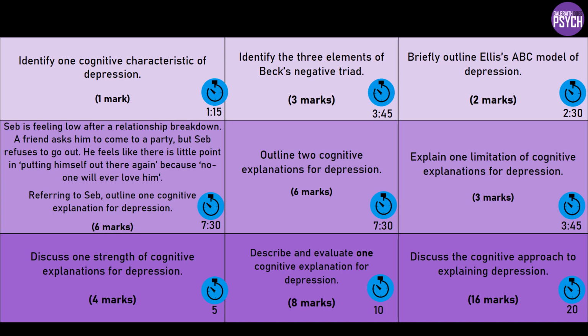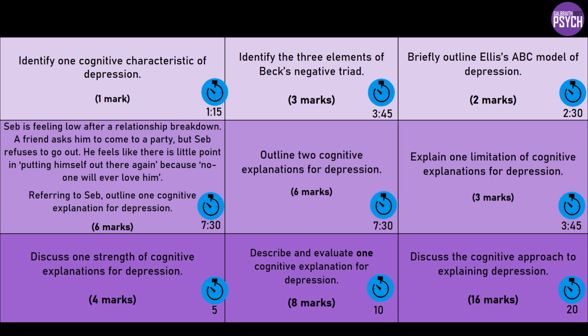We're on to some evaluation now. So 3 marks, explain 1 limitation of cognitive explanations. Well, what do we think? We're looking for 3 marks for an evaluate question, probably a PEEL type of structure, or a point, explain, conclude, that kind of structure. What is a limitation? What should we go for? How about how it only focuses on cognitive factors?